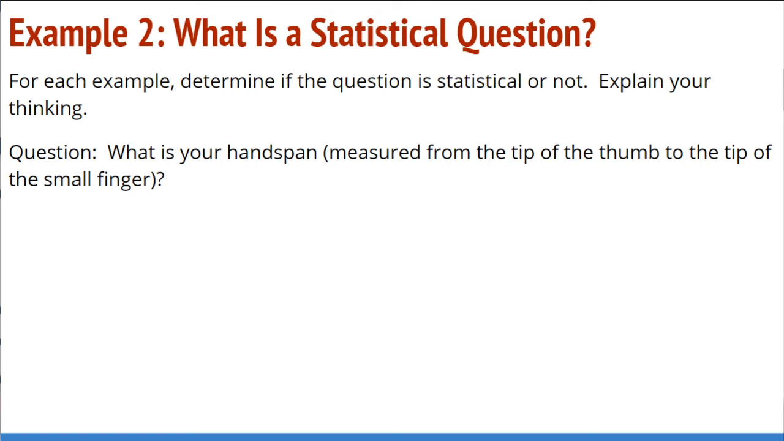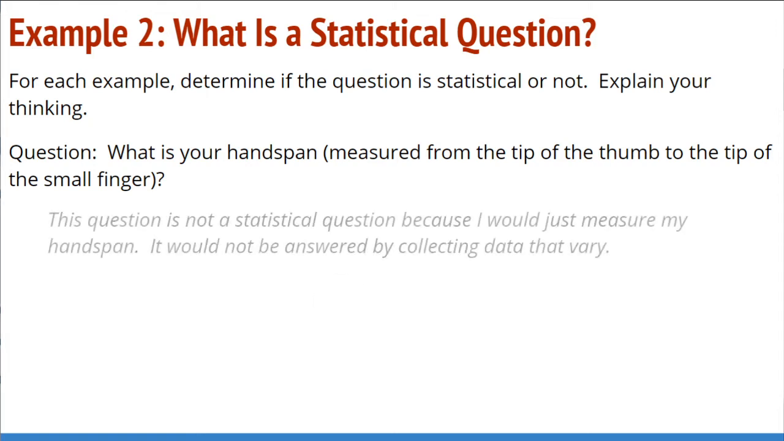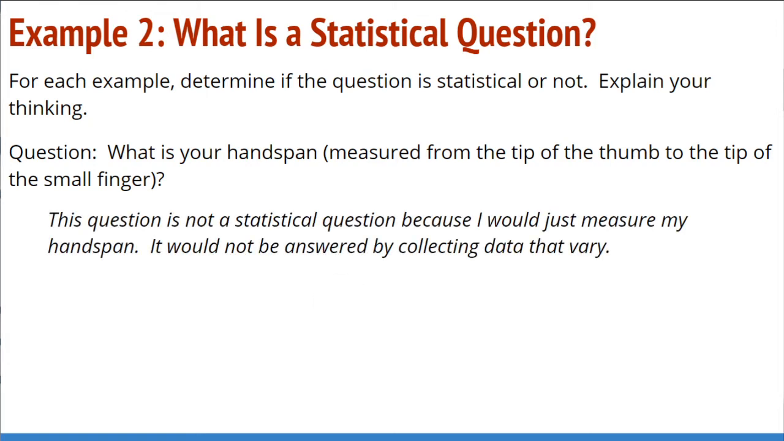So here's another one. What is your hand span? So you measure from the tip of the thumb to the tip of the small finger. Is this a statistical question, yes or no? Well, I am going to be measuring, so I will be collecting some data. However, my hand span does not change. So this is not a statistical question. I would just measure my hand span. It would not be answered by collecting data that varies. I am collecting data, but the data does not vary.